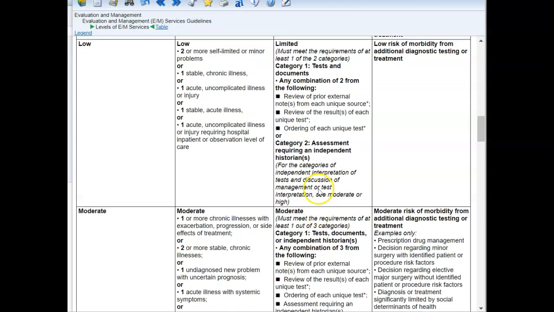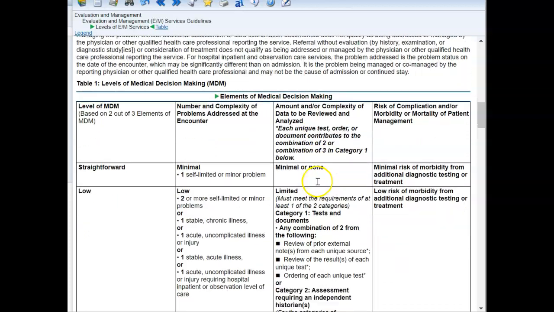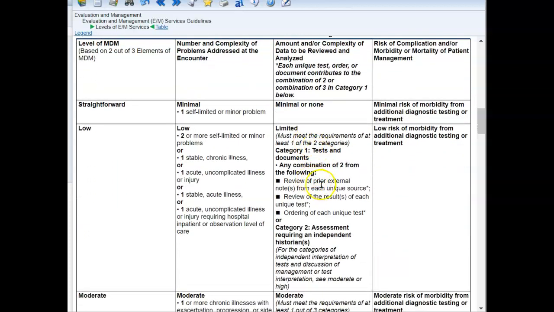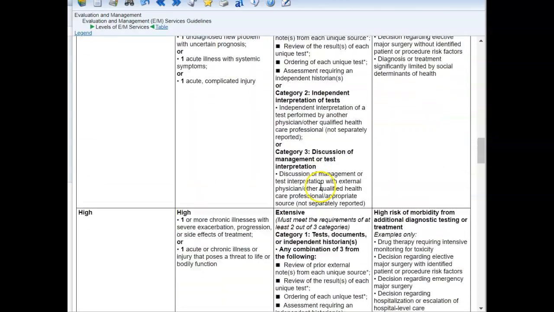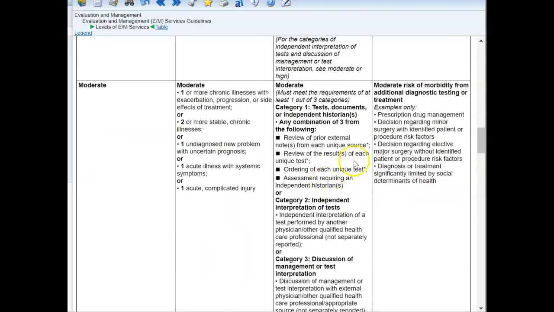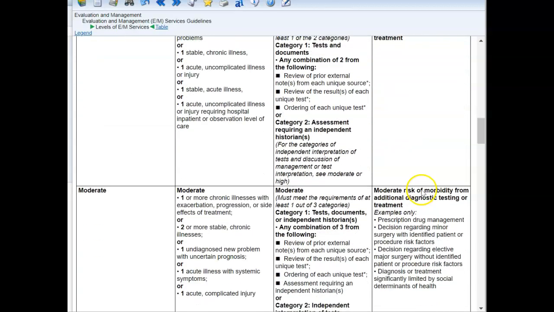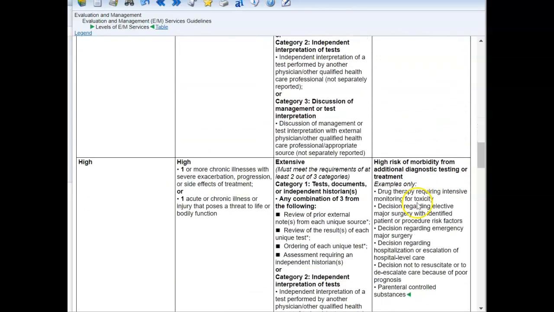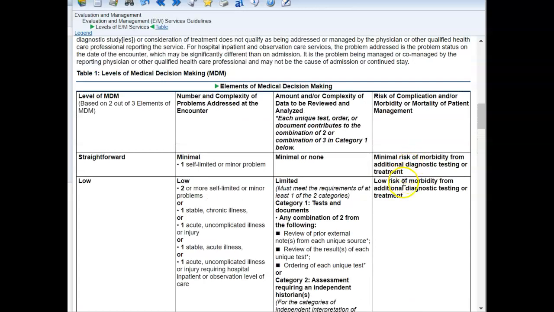So once again, you just want to look to see what the amount of complexity to be reviewed was. Again, was it just limited, or was it moderate or high? So then our last one is risk. Once you decide the level of risk, we go back to look at all these. Was it high risk, moderate, low, or minimal?